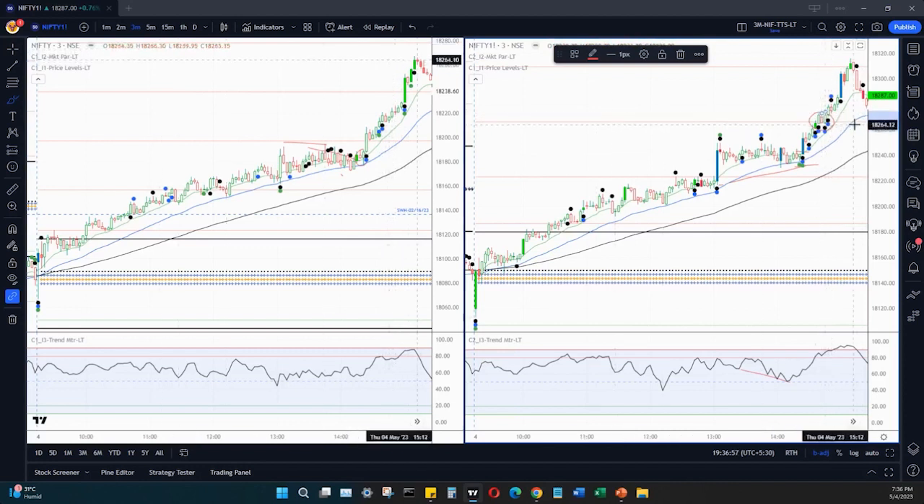But if there is no stiff resistance right here, if the price keeps moving higher, because today's trend was to the upside since the open, we're going to ride along with the trend, and we're going to book profits at this particular resistance level. And it's past 3 o'clock, so this is where we would try to book our profits. So the trade worked in our favor.